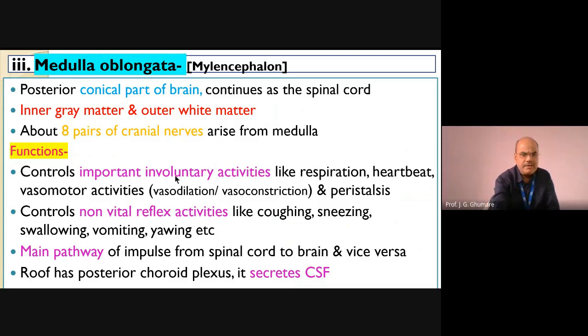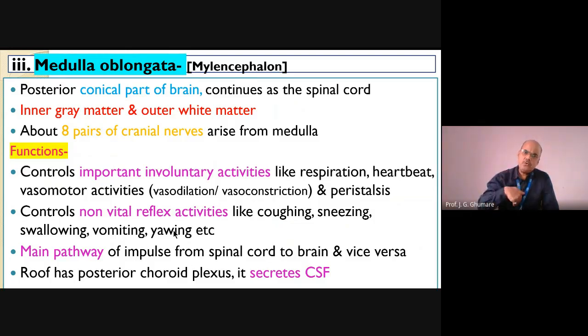Now, all these involuntary activities are controlled by the medulla oblongata. Number two, it will have non-vital reflex activities like coughing, sneezing, swallowing, vomiting, and yawning. All these activities are important for the body, remember. All these are non-vital reflex activities, remember.